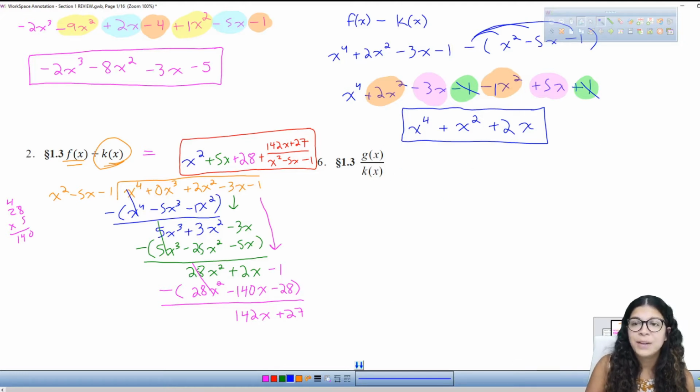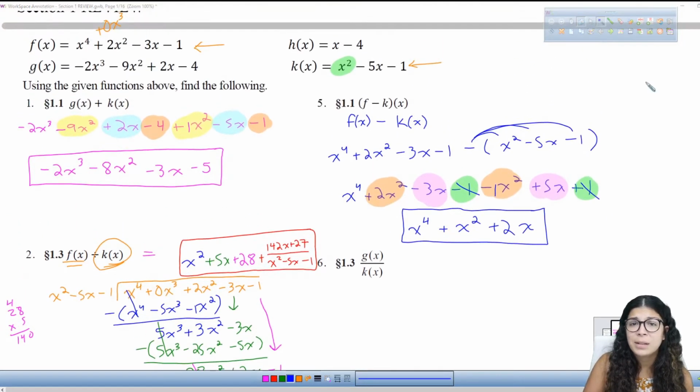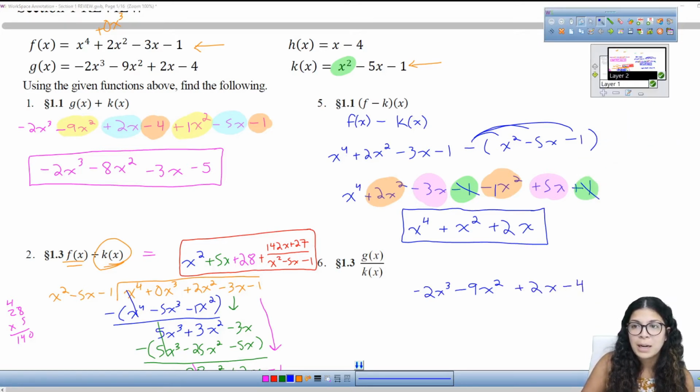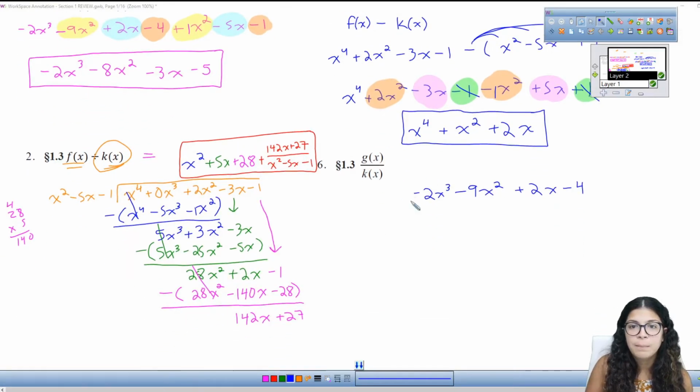Now let's do g of x divided by k of x. So the divisor is still the same, which does not meet the criteria for doing synthetic division. So we have to do long division, but now the numerator is g of x. So we are dividing negative 2x cubed minus 9x squared plus 2x minus 4. So notice that there is no 0 there. So we do not need to have a placeholder, okay?